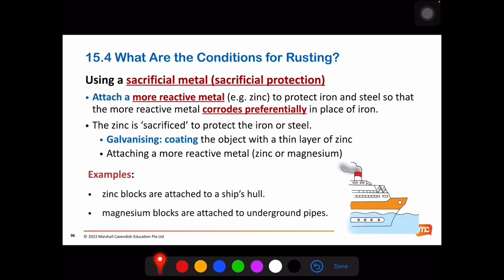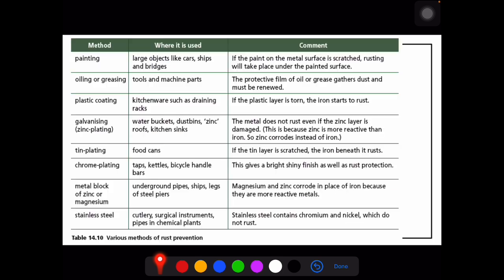What happens is that when there's zinc over there, instead of the iron or the steel rusting, the zinc will go through a reaction. And that is what we mean by sacrificial protection. The zinc reacts and becomes a new chemical, but in the process protects the iron or the steel. So this is what we call sacrificial protection. If you apply one whole layer of zinc, that's a term that we call galvanizing. So there's this term that exists over here.